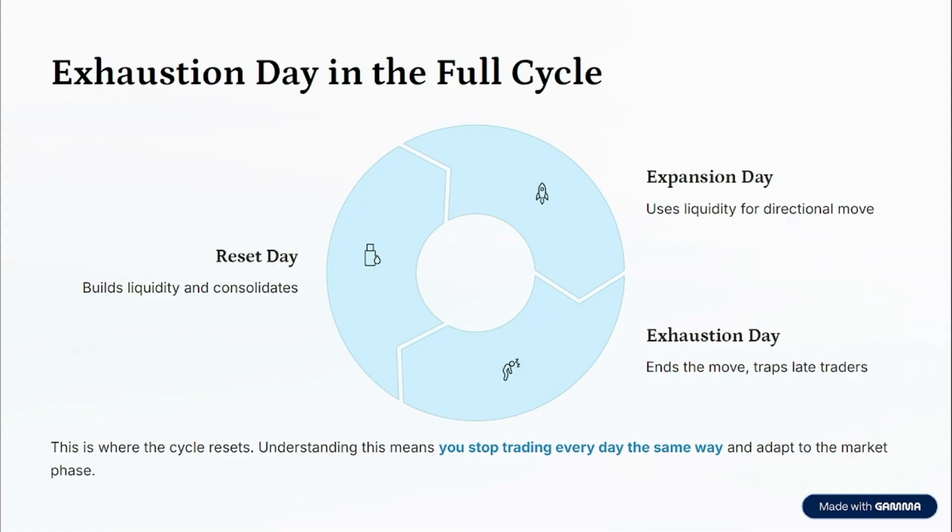The full cycle of the exhaustion day. By the time you review this video, you should have already reviewed the reset day video where liquidity is being built and consolidation occurs. You should have also reviewed the expansion day video where the move is looking for liquidity resulting in a one-sided directional move. Exhaustion day ends the move and usually traps traders. Knowing the difference in the three cycles gives you a better understanding of how the cycles reset. It also teaches you to stop trading every day the same way and gives you the knowledge to adapt to the different market phases.